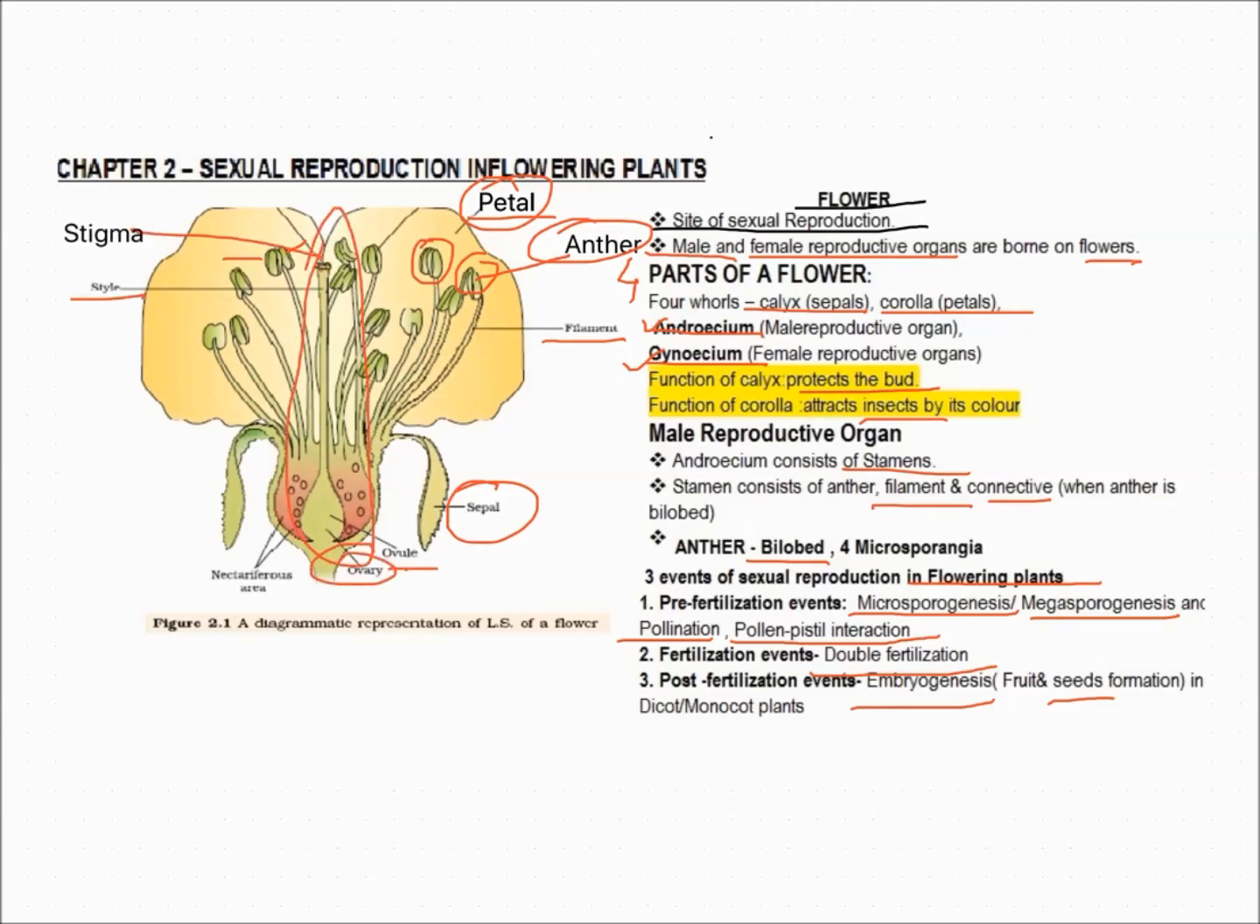Here we have studied that there are four parts: calyx, corolla, androecium and gynoecium. And there are three events in sexual reproduction in flowering plants.